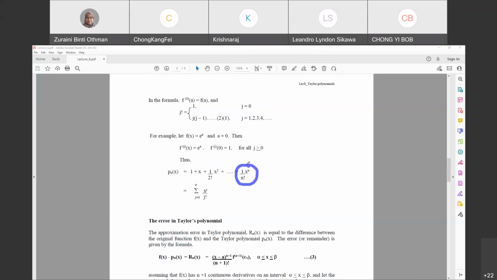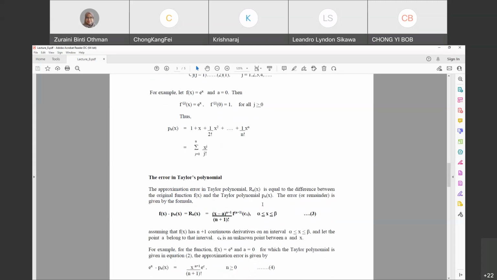bentuk, pattern, then we know already that summation of J is equal to 0 until N. Kita boleh gunalah ni, just gantikan N dengan J. And our N dekat bawah ni is equal to J. Maksudnya bila kita ganti kosong, dia ialah 1. Bila kita ganti 1, dia ialah X. Bila kita ganti 2, daripada sini kita akan dapat bentuk siri kita semula. Macam tu. Okay, finish with this, then we go for error in Taylor polynomial.